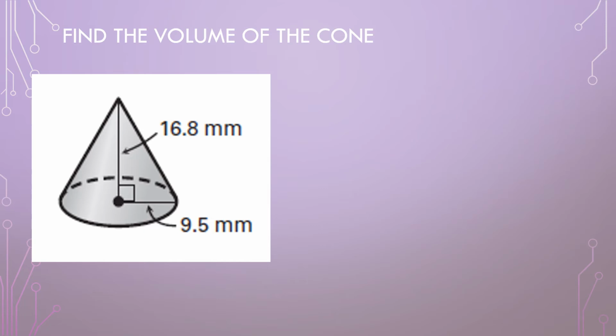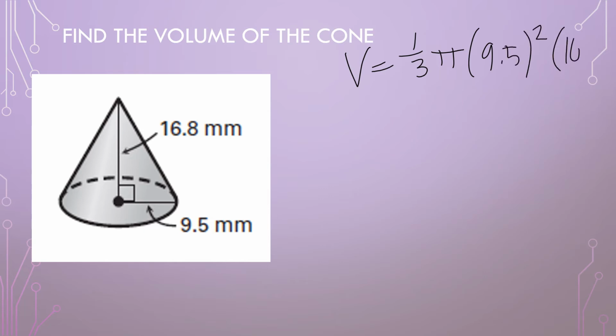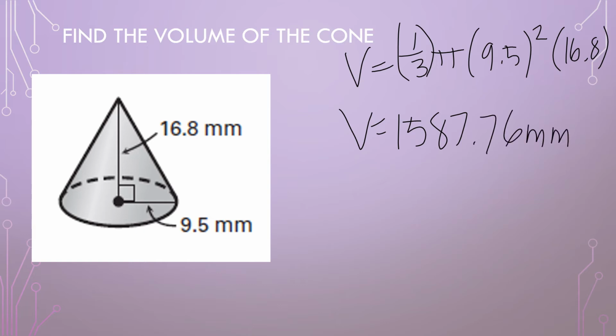So to find the volume of a cone, we have volume equals 1/3 times pi. Our r is 9.5, so times pi r squared, and then times the height of the solid, which is 16.8. This is where you guys want to make sure that you're definitely using parentheses, so you do 1/3 times pi times 9.5 squared times 16.8 in your calculator, and you would get 1,587.76 millimeters cubed.